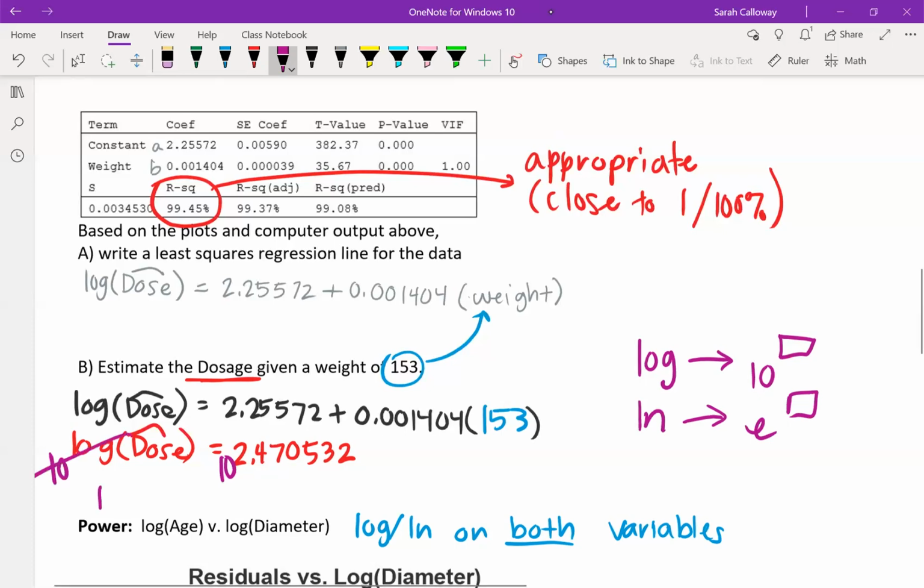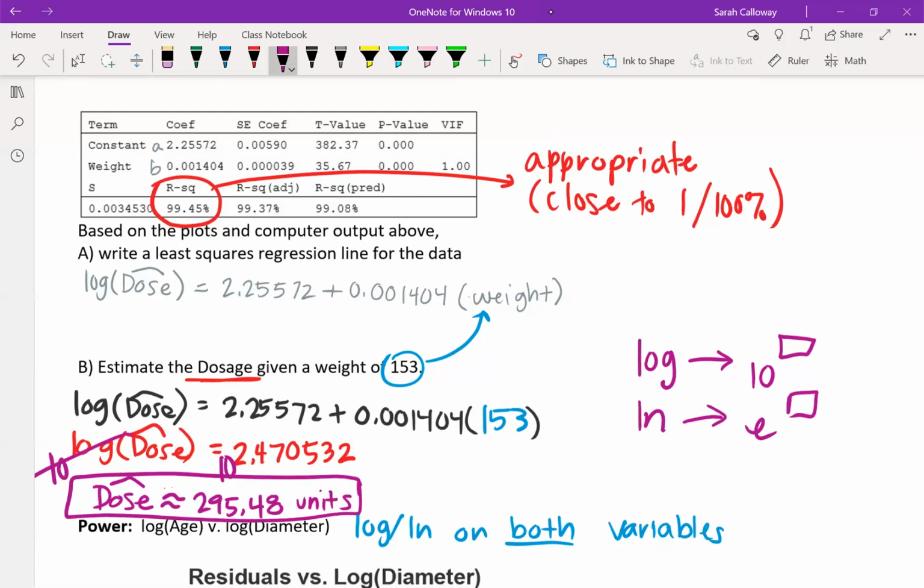So this means that the dosage hat, our predicted value, is equal to 10 to the 2.470532 power, which gives us, and I'm just going to do a couple decimal places here, 295.48. And again, I don't know the units, so I'm just going to write units. Because that was a common log, I used a base of 10 to exponentiate the equation. Remember in the previous one, I used ln, so we used e because of the type of log that we were given.